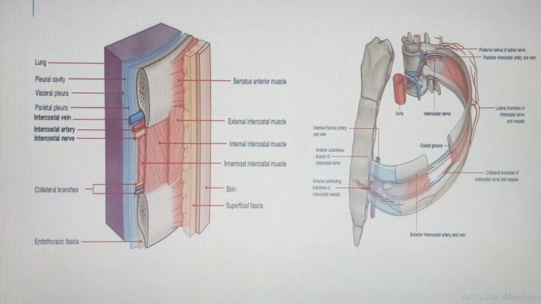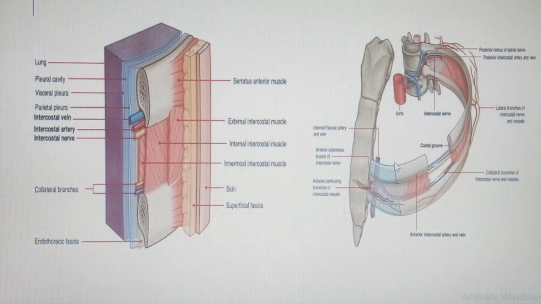Now what we are saying is that we are going to have anterior intercostal arteries, and then we will have posterior intercostal arteries as well. Anterior intercostal arteries, we are going to have 9 of them. Posterior intercostal arteries, we are going to have 11. Please appreciate these.